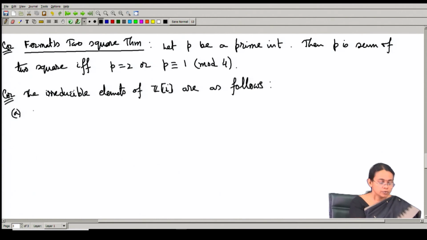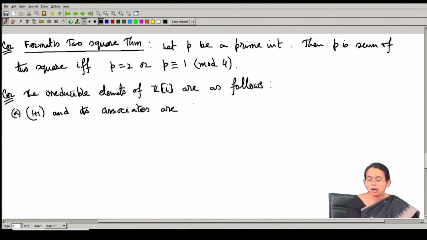First of all, 1 plus iota and all its associates are irreducible elements, because if you check, the norm of 1 plus iota is 2, and we know that if the norm is a prime number, then it is a Gaussian prime. So, 1 plus iota and its associates are primes, because it has norm 2, which is a prime number.